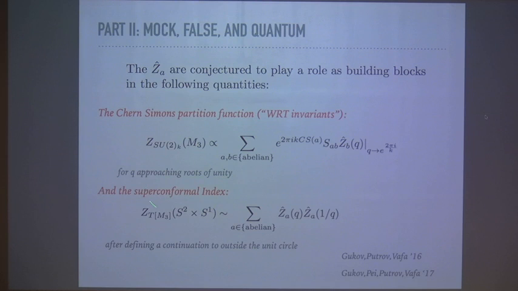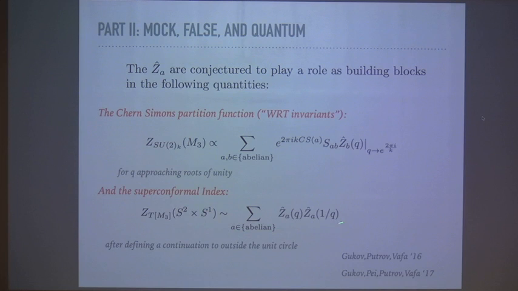And they conjecture that these are building blocks of the superconformal index, a certain partition function of a 3D N=2 theory on S2 times S1. The z hats appear in the following form, kind of like gluing together two different half indices with a particular twist, where one of the z hats is a function of q and one is a function of 1 over q.